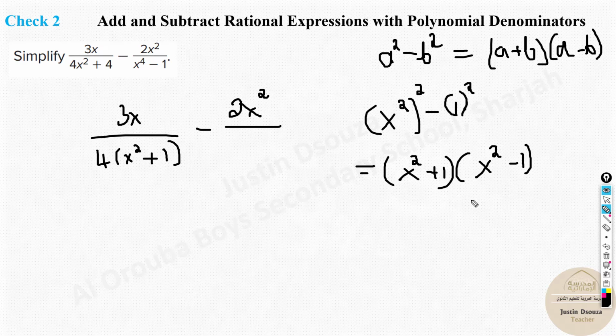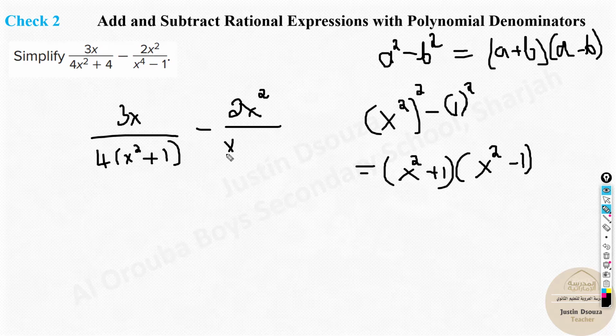The x to the power 4 minus 1 can be simplified and written as x square plus 1, x square minus 1. Now these cases are there plenty of times, even in the higher grades, so please remember this. Whenever you see x to the power 4 and there's a number 1, it can be manipulated, because 1 square is 1, 1 to the power 4 is also 1, doesn't make a difference. So this would be the answer.